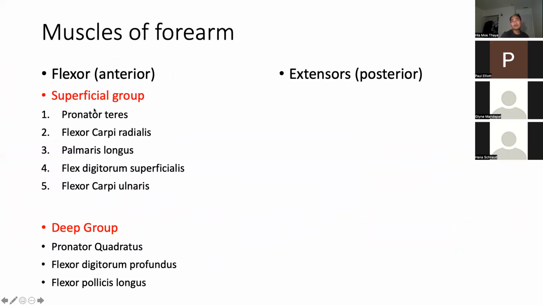Superficial and deep group. Superficial group are pronator teres, flexor carpi radialis, palmaris longus, flexor digitorum superficialis, flexor carpi ulnaris. Deep group is pronator quadratus, flexor digitorum profundus, and flexor pollicis longus. That's the way we try to remember.